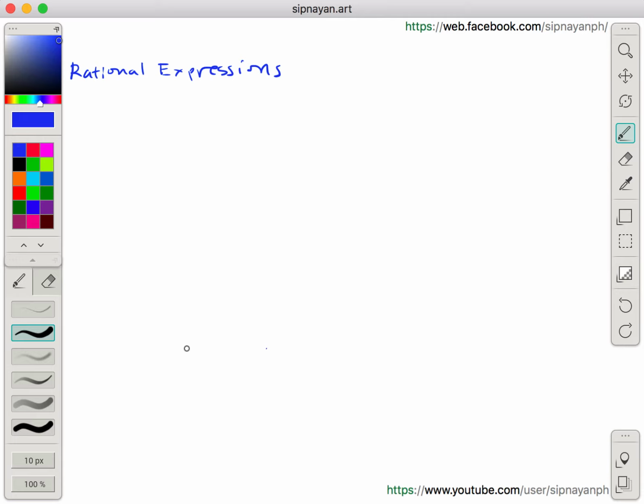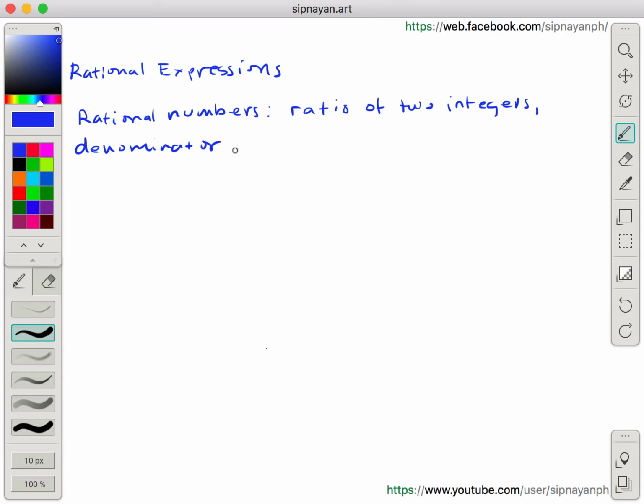Now, siguro ang una nyo encounter ng word na rational ay yung tinatawag natin na rational numbers. Before tayo mag-discuss ng rational expressions, let's discuss about rational numbers. So, rational numbers are ratio of two integers, and denominator not equal to 0. So, pag sinabi natin ratio of two integers, we can represent it as fraction.